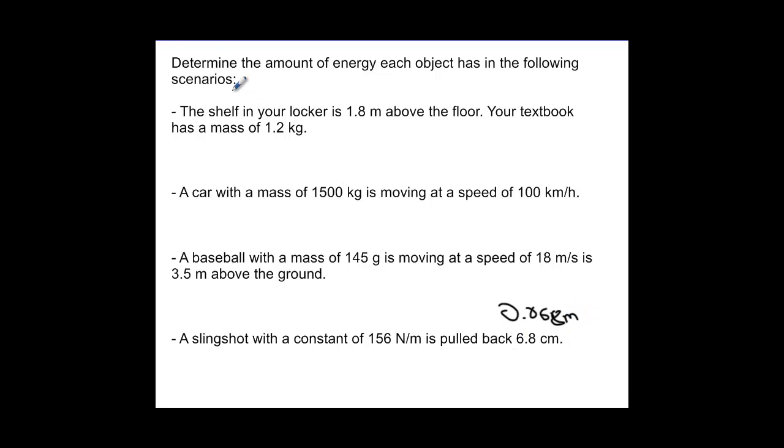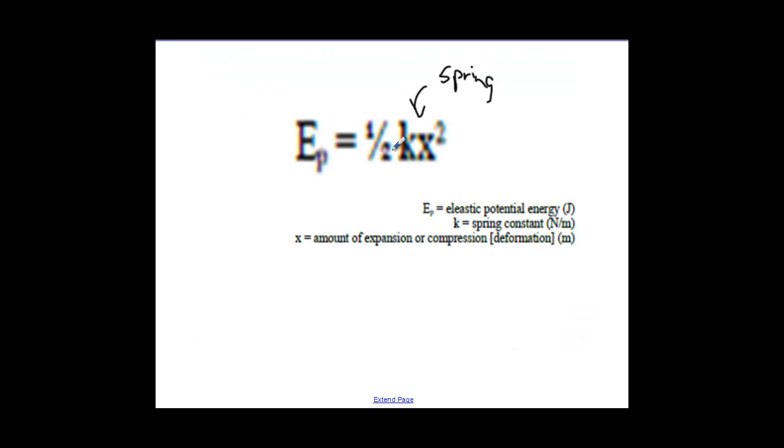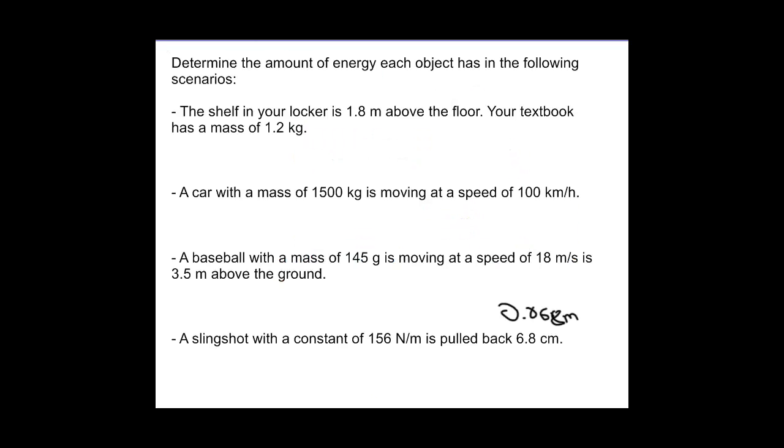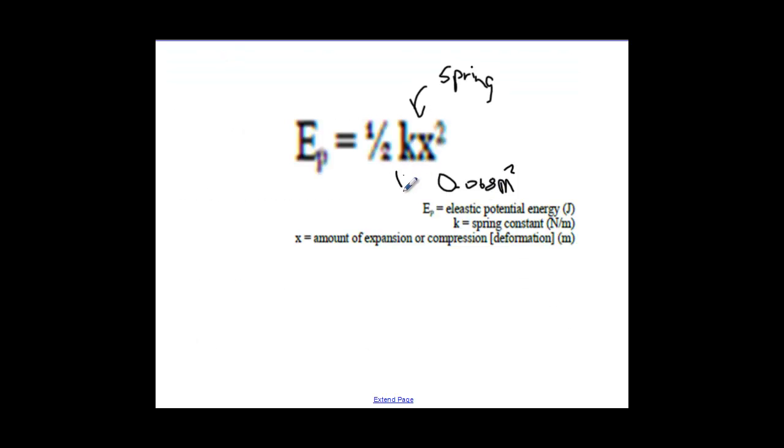Have to have that unit be in meters. So for this formula here, you'd just make this your 0.068, and that would be your meters squared, and then that k value would have been 156. And that would tell you how much energy potentially a slingshot has, or anything that has elastic properties. Okay.